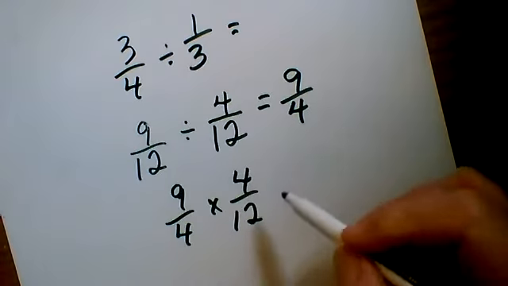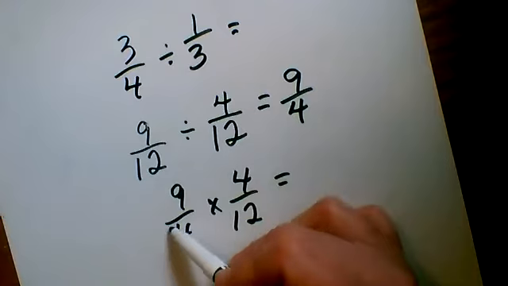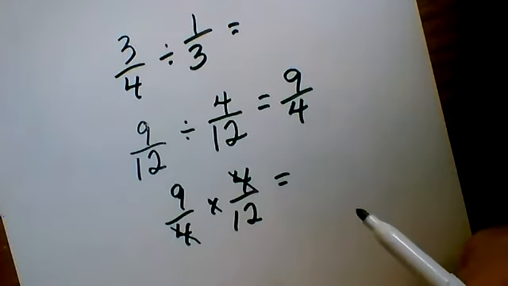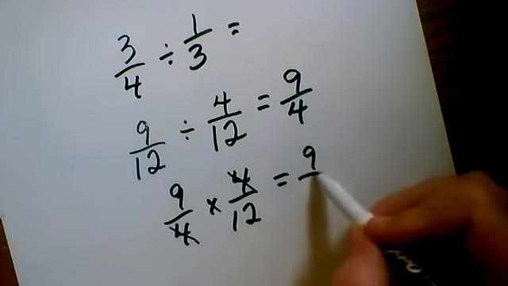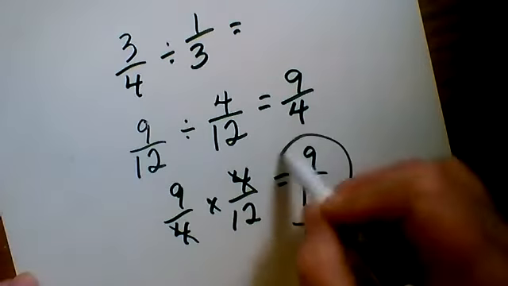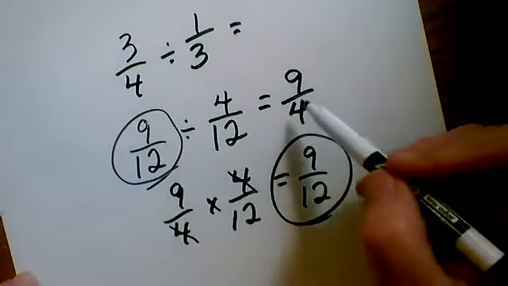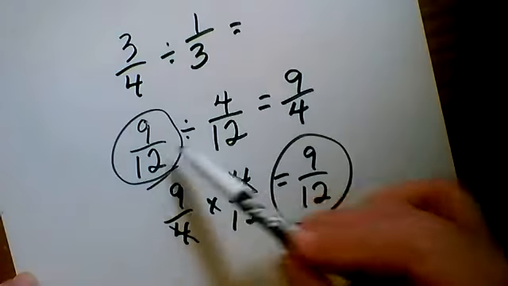So 9/4 times 4/12, what does that equal? Well, we can cancel out the 4s and we have 9/12. So yes, our answer was correct. 9/4 is the answer to this problem.